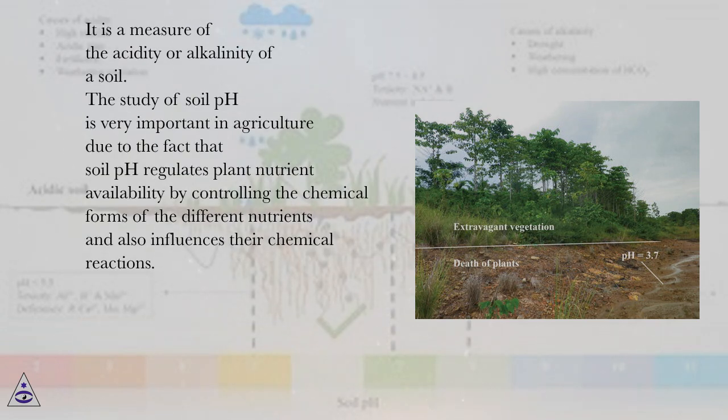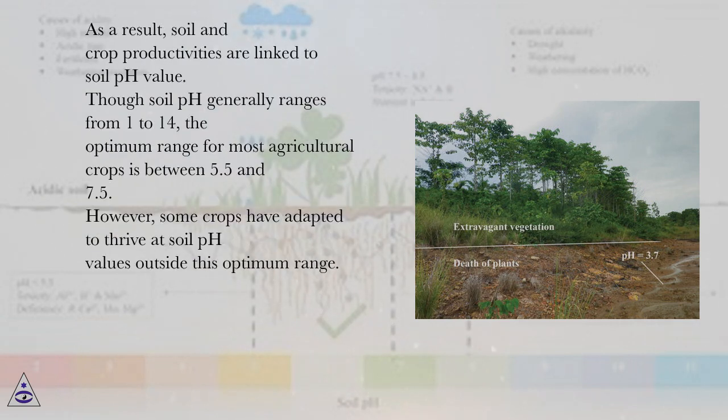The study of soil pH is very important in agriculture due to the fact that soil pH regulates plant nutrient availability by controlling the chemical forms of the different nutrients and also influences their chemical reactions. As a result, soil and crop productivities are linked to soil pH value.